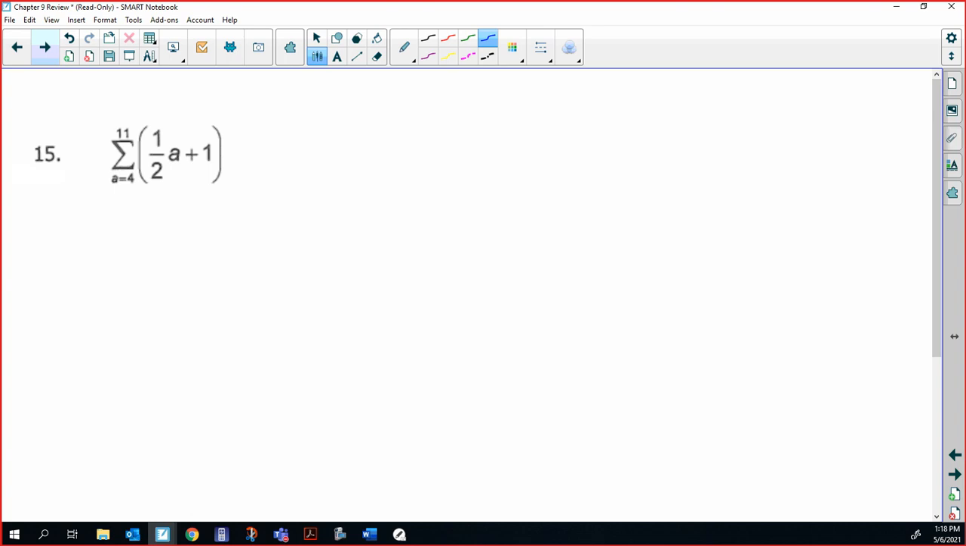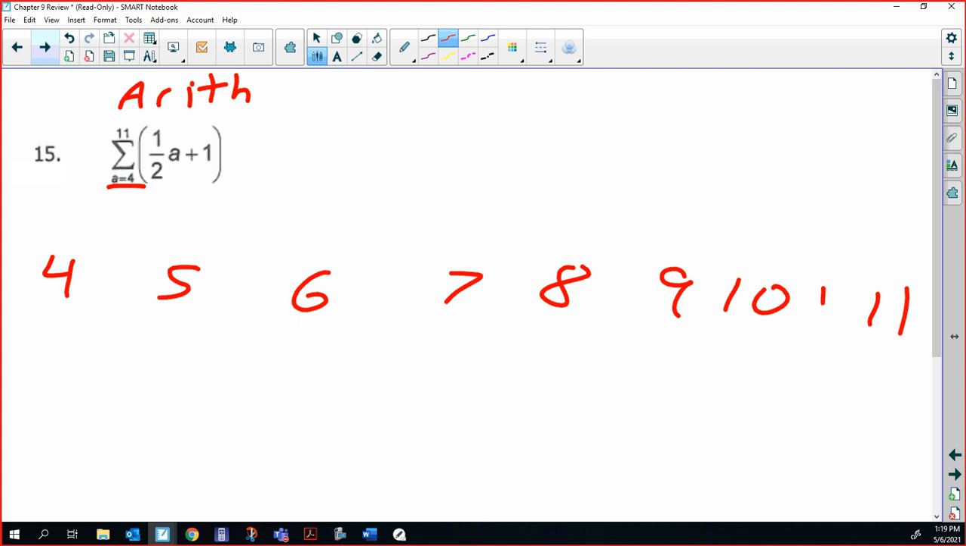Okay, here's another one. Ideally, you can look at this and tell if it's arithmetic or geometric. That looks a whole lot like a mx plus b or dn plus a0. That's exactly what it is, dn plus a0. So this is arithmetic. So you can use the formula for arithmetic, or you can power through it, or you can use your calculator. There's lots of different ways. This says start at 4, and then plug in 5, 6, 7, 8, 9, 10, and 11.